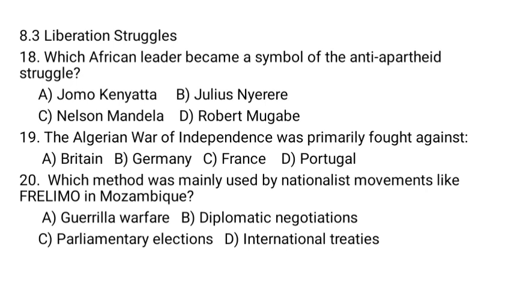Question number 19. The Algerian War of Independence was primarily fought against A. Britain. B. Germany. C. France. D. Portugal. Question number 20. Which method was mainly used by nationalist movements like Frelimo in Mozambique? A. Guerrilla warfare. B. Diplomatic negotiation. C. Parliamentary election. D. International treaties.